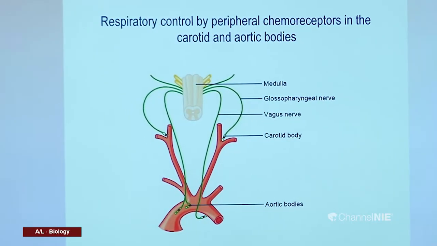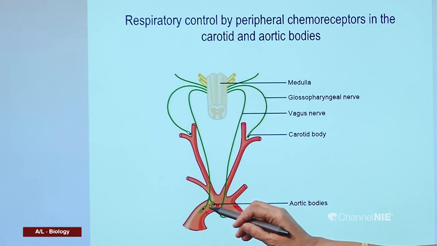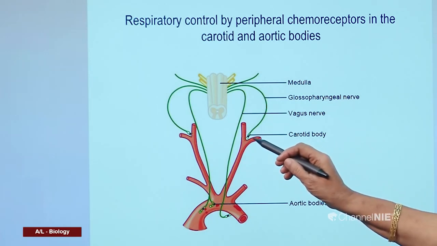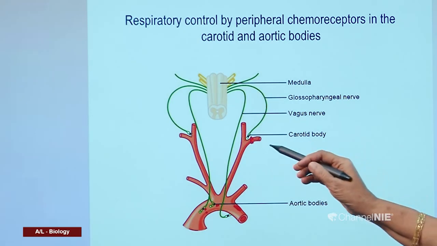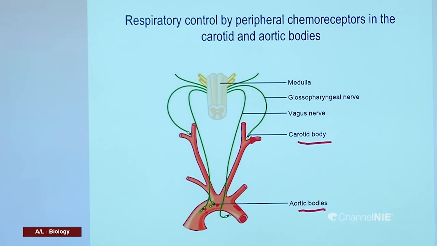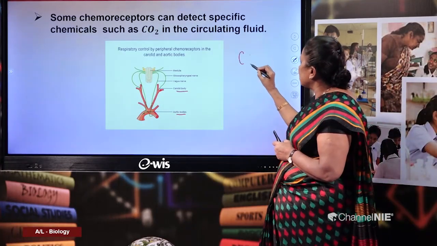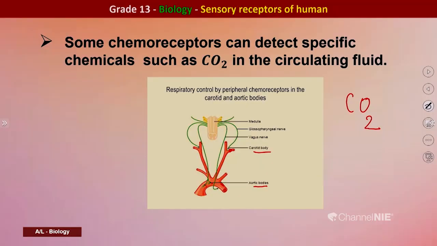Now, here you can see this particular structure. This is part of the aorta. Here you can see these two structures which are called aortic bodies. And another important structure can be seen in the carotid artery. You can see another structure here, the carotid body. These two are other chemoreceptors found within the body, which detect the carbon dioxide concentration within the blood. We call it P carbon dioxide. That is also an important chemoreceptor found in the human body.